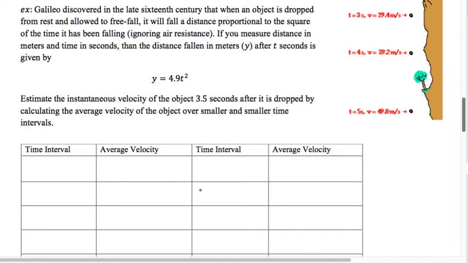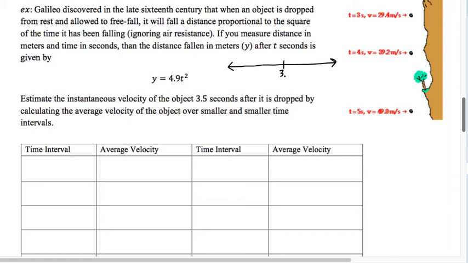All right, there's 2 ways to do this. There's time intervals to the left of 3.5, and then there are time intervals to the right of 3.5. You could also include 3.5 in the middle of your time interval, which might give you a more precise answer, but I want to do this in such a way that we can develop a method about how to do this better without having to do it numerically.